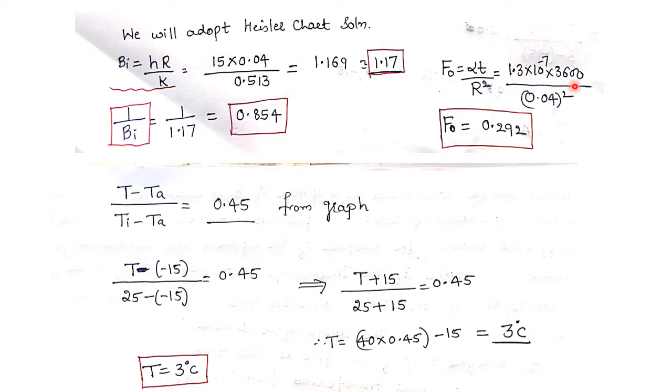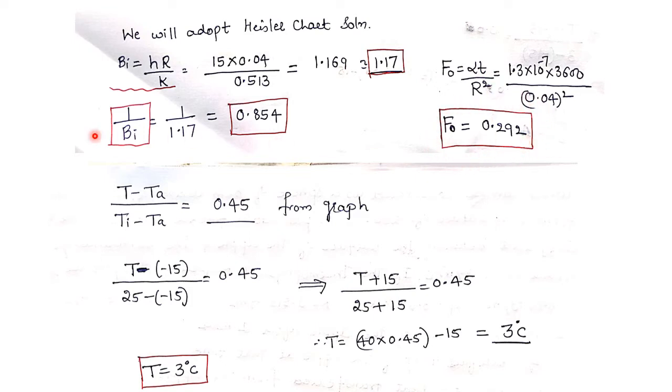So after 1 hour, what will be the center temperature he has asked. After 1 hour means 3600 seconds, because in 1 hour there are 60 minutes, and each minute has 60 seconds. So 60 into 60, this will be 3600 seconds, divided by r square, where r is 0.04, whole bracket square. So the Fourier number value will be 0.292.